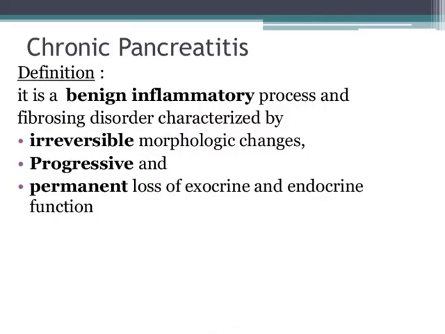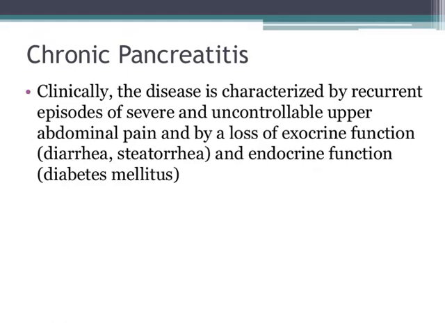Chronic pancreatitis. It is a benign inflammatory process and fibrosing disorder characterized by irreversible morphological changes, progressive and permanent loss of the endocrine and exocrine function. Clinically, the disease is characterized by recurrent episodes of severe and uncontrollable upper abdominal pain and by a loss of exocrine function, diarrhea and steatorrhea, and endocrine function, diabetes mellitus.